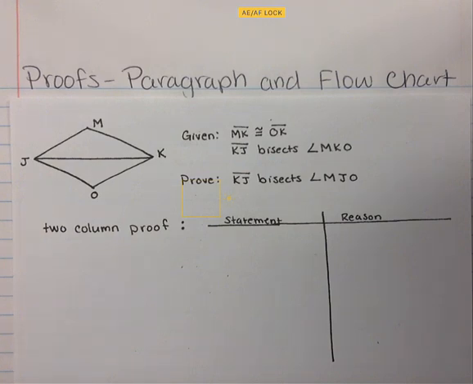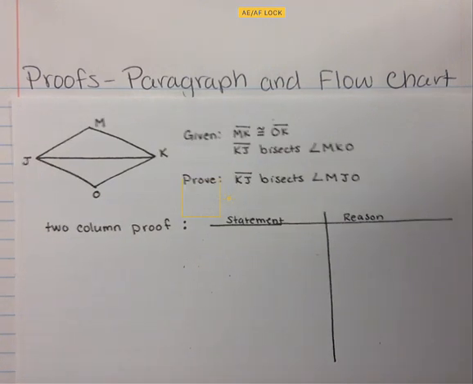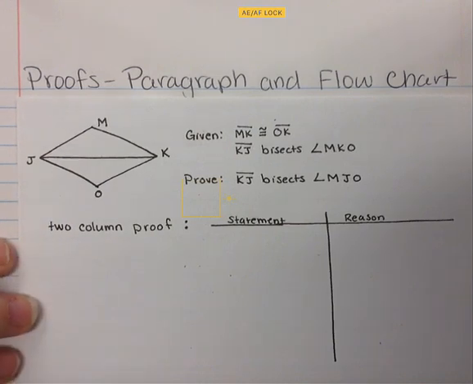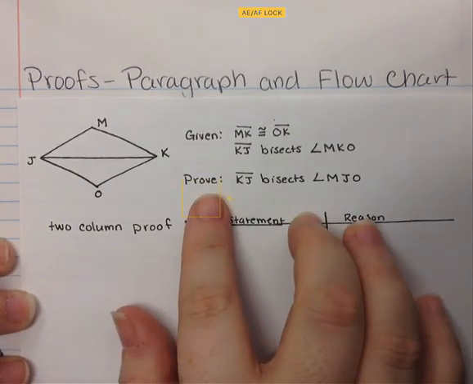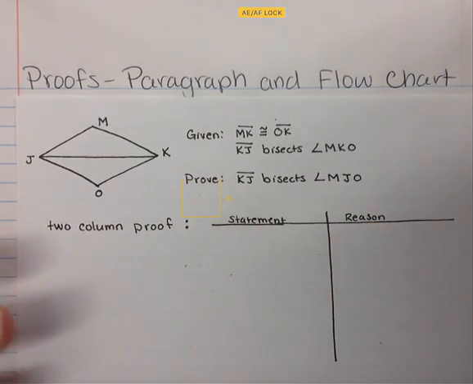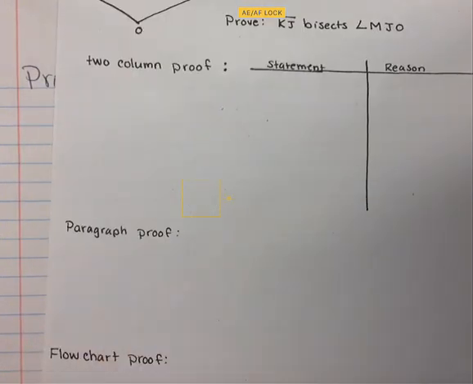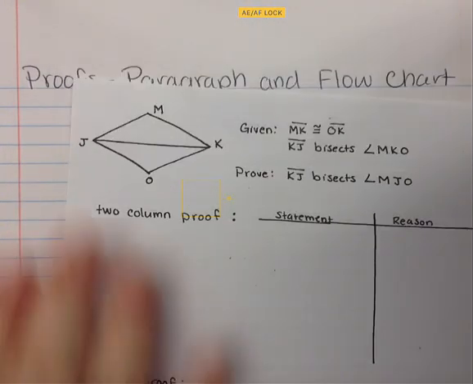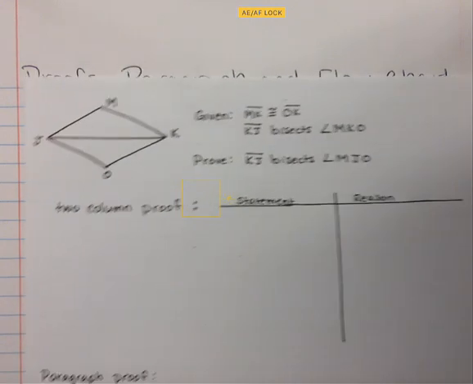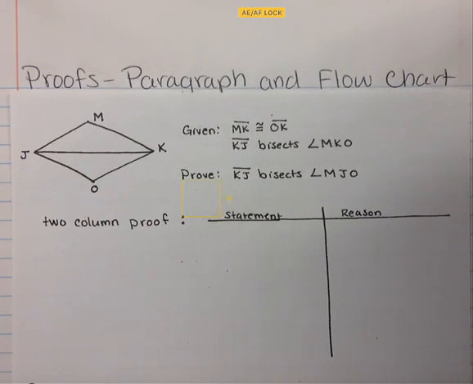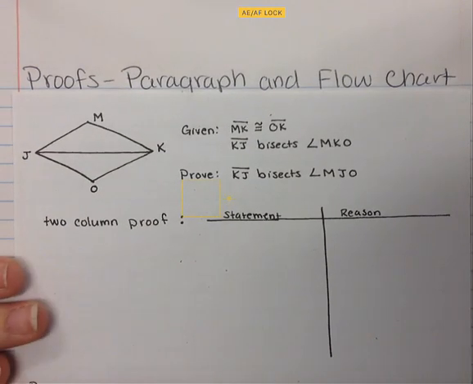This video is on paragraph and flowchart proofs. This is actually going to be a much more difficult proof because of what it's asking us to prove. We always start with our givens and we always prove the triangle is congruent, and then we move on from there. So we're going to do a 2-column proof, a paragraph proof, and a flowchart proof, all of the same proof. That means our proofs will actually look the same. It's just that they'll be in different formats.